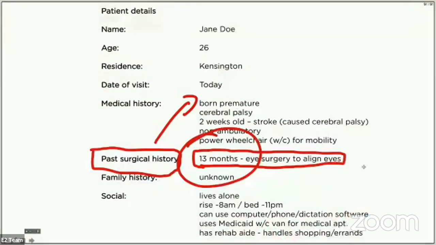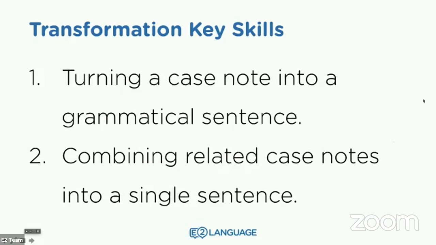Cool. This is an important step, and there's a couple of key things that I want to teach you about this step. First of all, these are the key skills you need to know about transformation. Number one is how to turn a single case note into a grammatical sentence. The second key skill is to combine related case notes into a single sentence. So let's look at this one first, turning a single case note into a grammatical sentence.